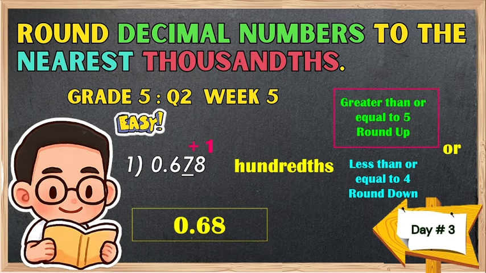In today's lesson, we're going to discuss how to round decimal numbers to the nearest thousands. This should be grade 5, quarter 2, week number 5, day number 3.